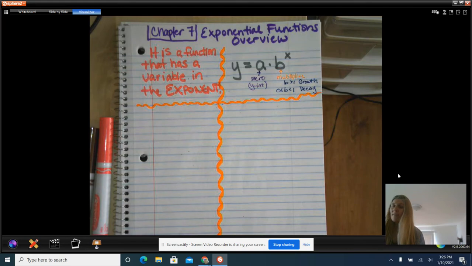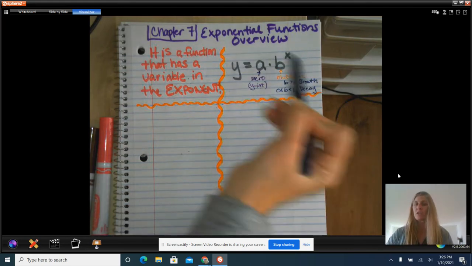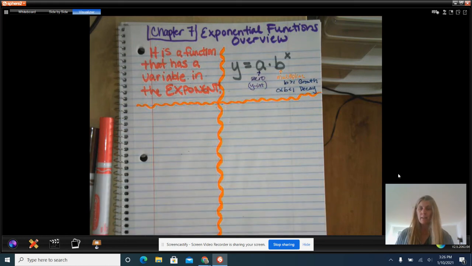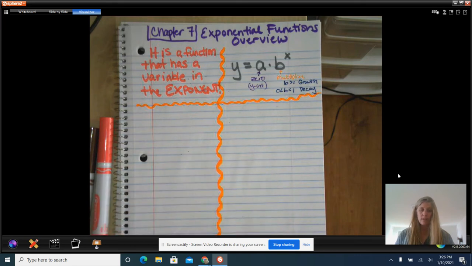Okay, so we have a lot of information when we simply look at the equation itself. We know where it crosses the y-axis, and we know whether it's getting really, really big, really, really fast, or really, really small, really, really fast. So we're going to look at two examples, one decay and one growth, and we're going to look at it as a graph, an equation, and as a table of values as well.